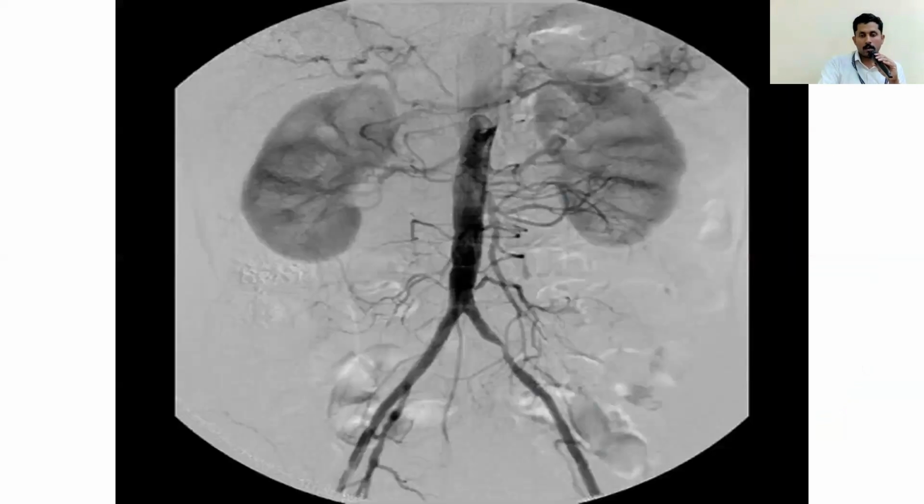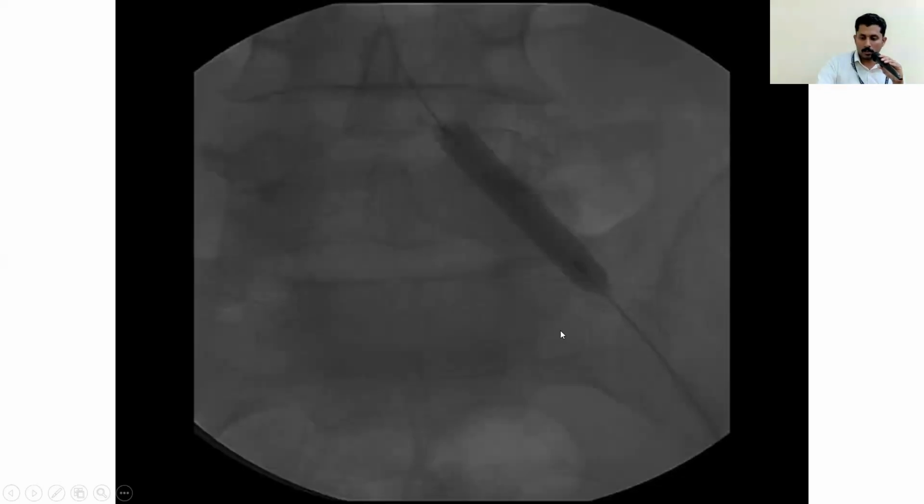Again, we will do the imaging. After imaging, this is the on-table angio picture, which is showing the near total occlusion of the left-sided external common iliac artery. So this is the common iliac artery dividing into the right-sided internal and external iliac artery. The left-sided internal iliac artery is occluded in this picture.